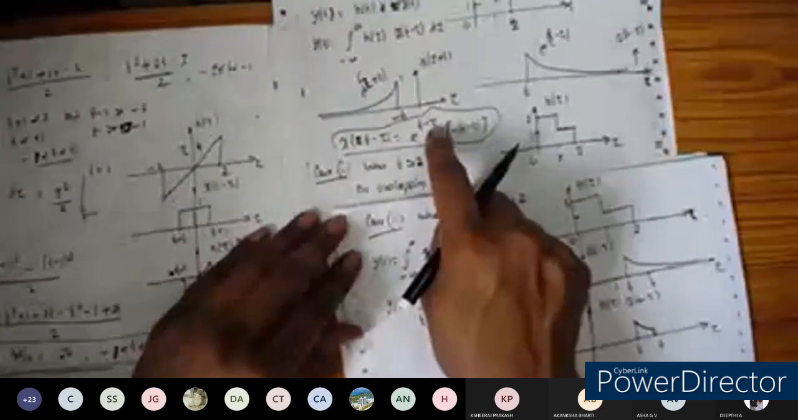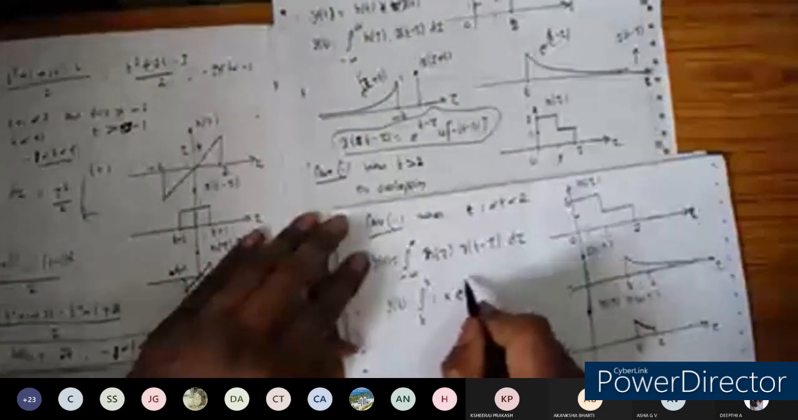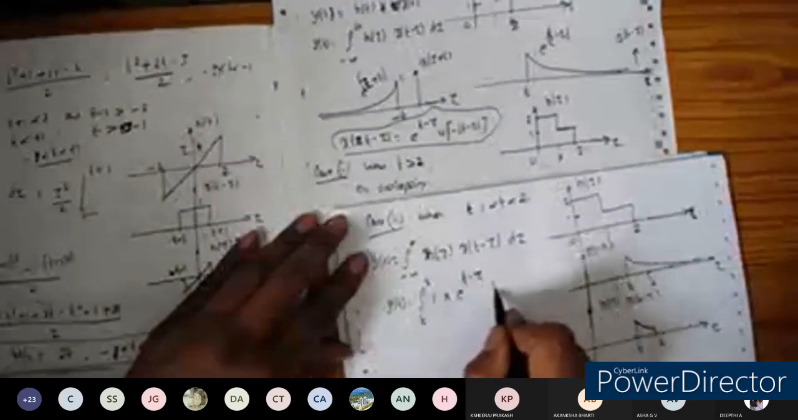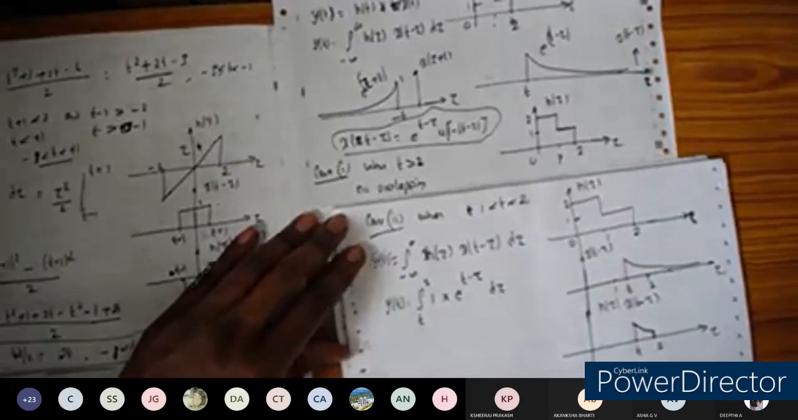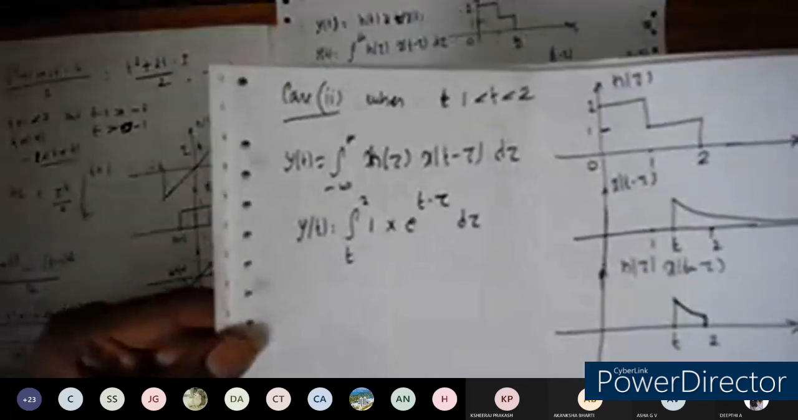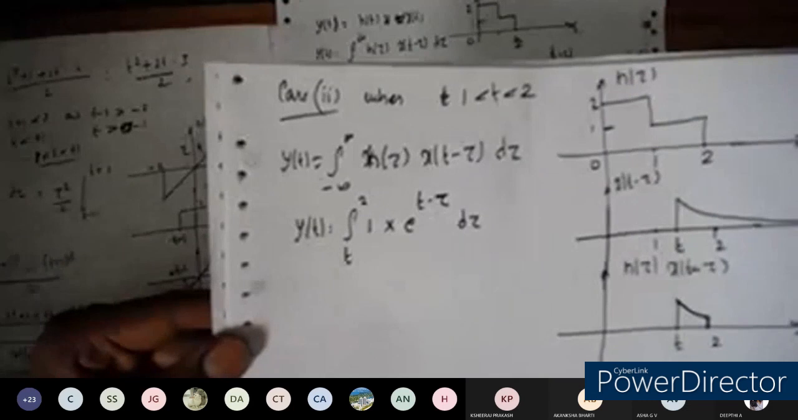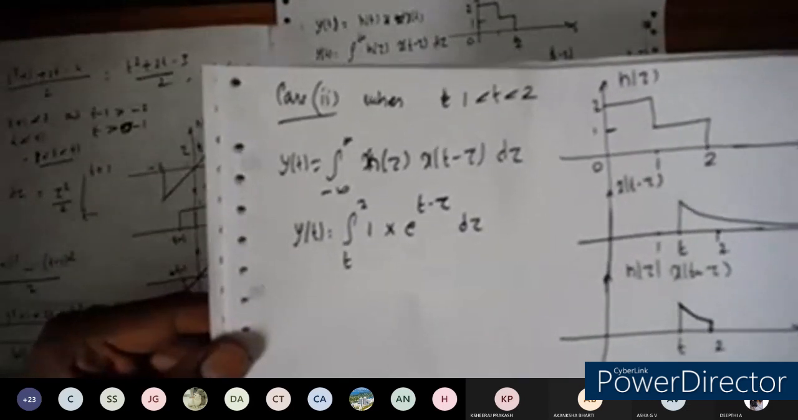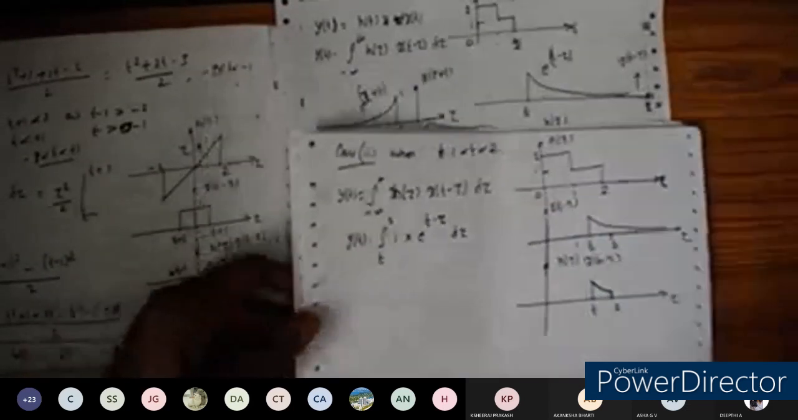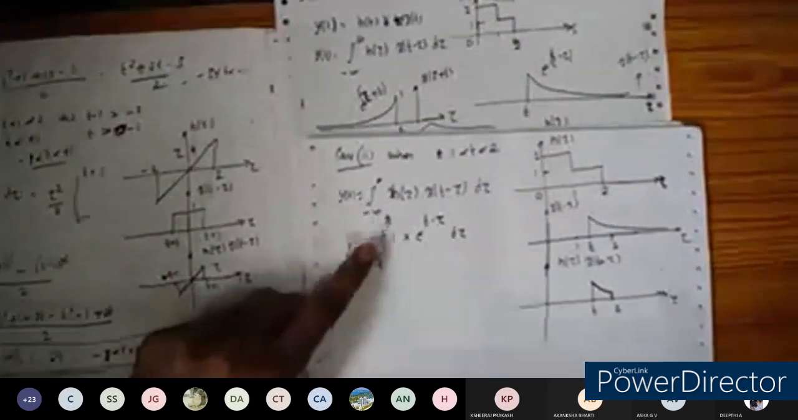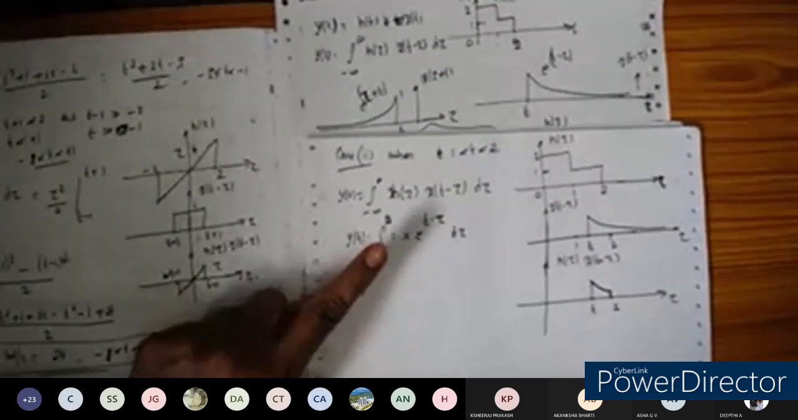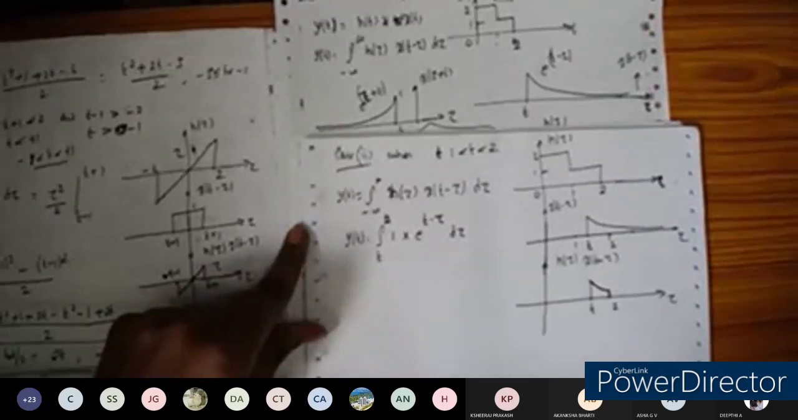Already I defined the value of x of t minus tau. It is e to the power of t minus tau. So e to the power of t minus tau into d tau. You can see here the upper limit is 2 and the lower limit is t. So the integral from t to 2 of 1 into e to the power of t minus tau d tau.